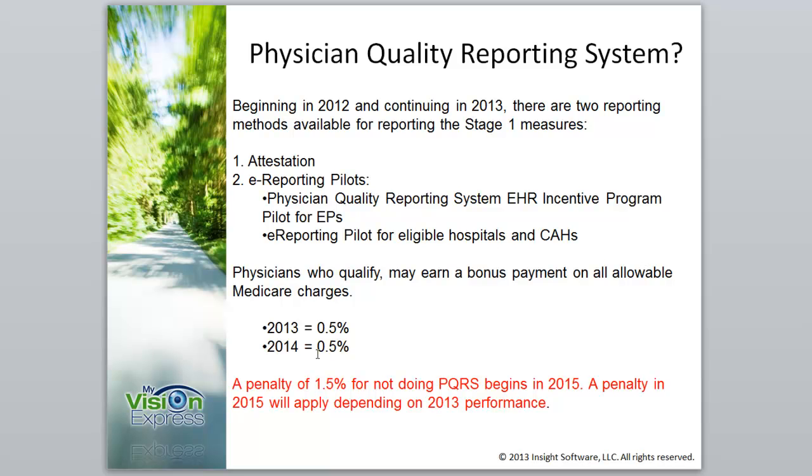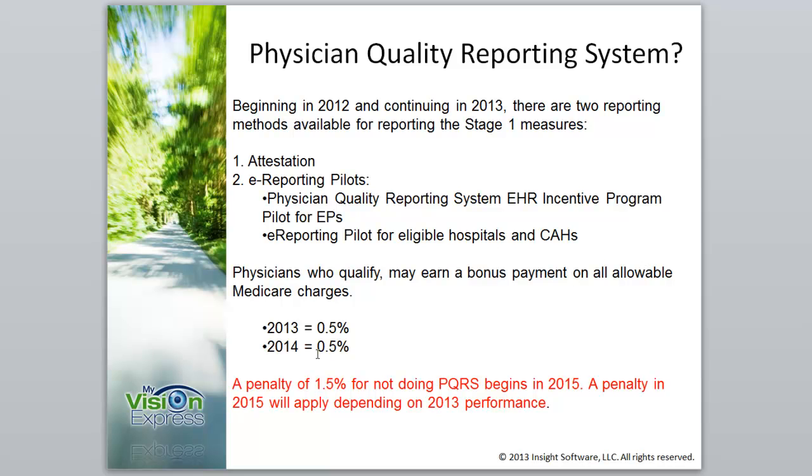So beginning in 2012 and continuing in 2013, there are 2 reporting methods available for reporting the stage 1 measures. First one is through the attestation, so saying that you are going to do PQRS or you are going to do clinical quality measures. And then number 2 would be the e-reporting pilots. So this is the Physician Quality Reporting System EHR Incentive Program pilot for EPs, and also the e-reporting pilot for eligible hospitals and CAHs. Physicians who qualify may earn a bonus payment on all allowable Medicare charges.